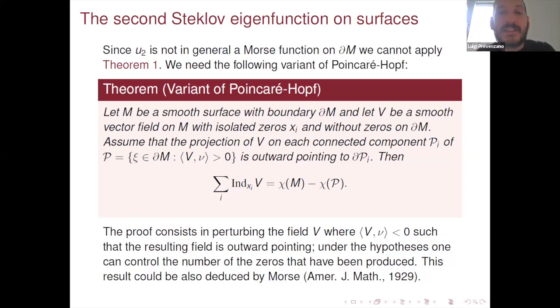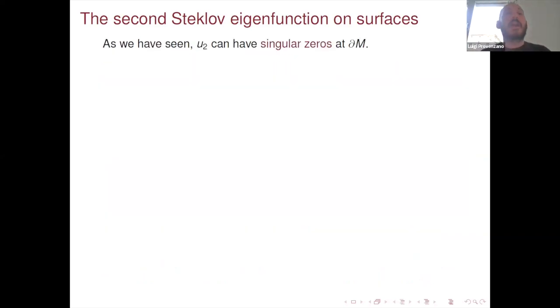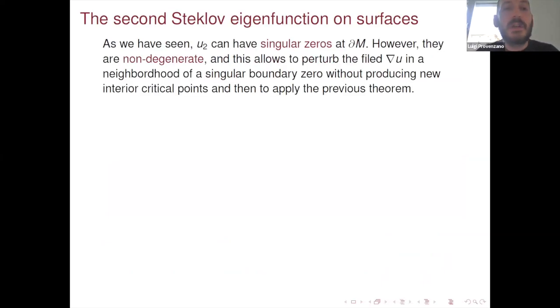The point is that, again, in the hypothesis, we don't want zeros of the field on the boundary. And as we have seen, the second eigenfunction can have singular zeros at the boundary. But as I told you, they are non-degenerate, so they are really well behaved there. We know exactly how they behave. So again, we can perturb the gradient vector field in a neighborhood of the singular boundary zero without producing new interior critical points. And then we apply the previous theorem.